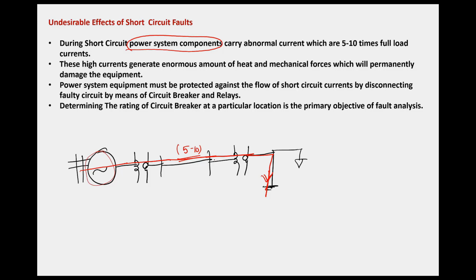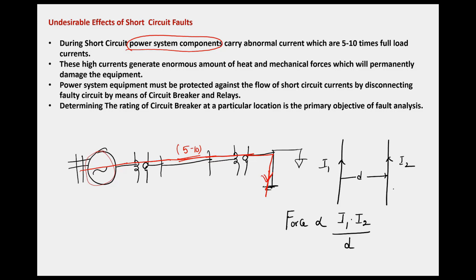Okay. Now if you remember one fundamental physical concept, if two parallel conductors are carrying current, say I1 and I2, separated by a distance d, then they will exert a force of attraction. Same direction, the force of attraction will be there. If the currents are in opposite direction, then the force of repulsion will be there. Either way, this force is directly proportional to the product of the two currents and inversely proportional to the distance between the two conductors. So identical direction means force of attraction, opposite direction means force of repulsion.